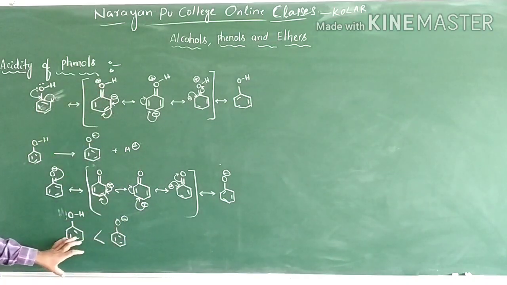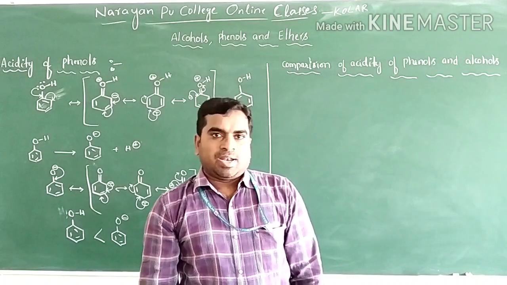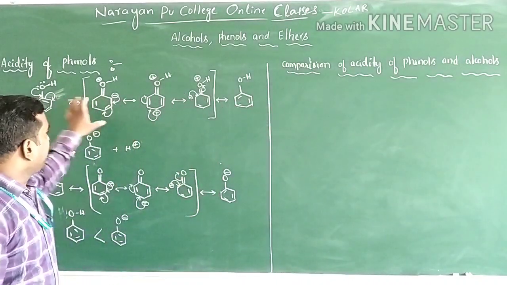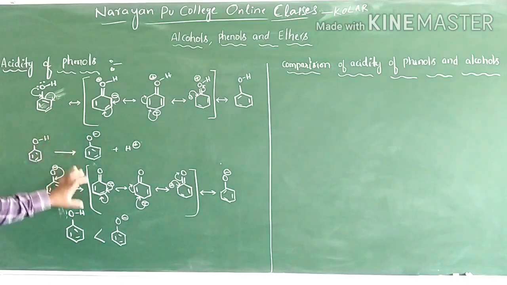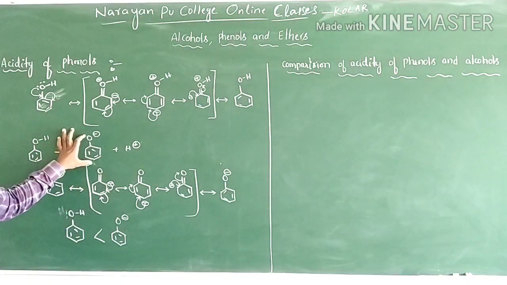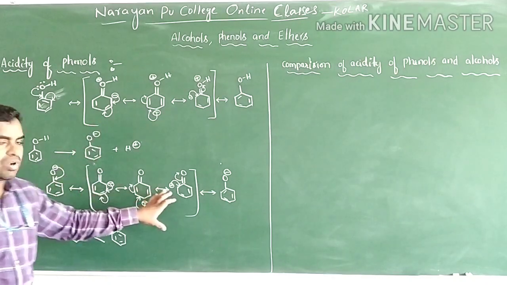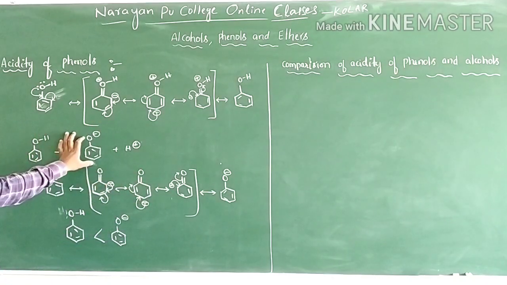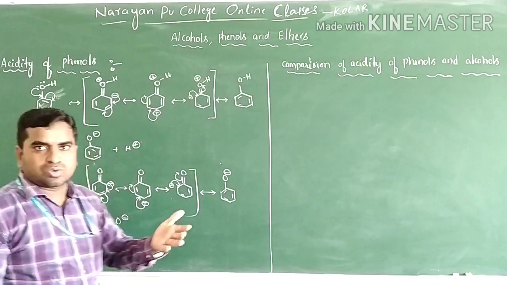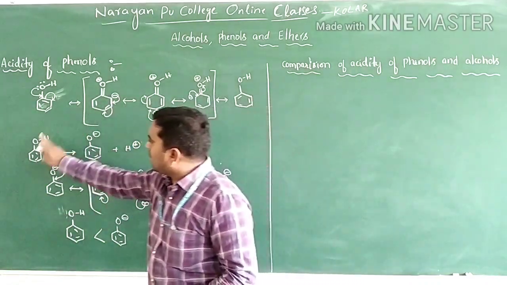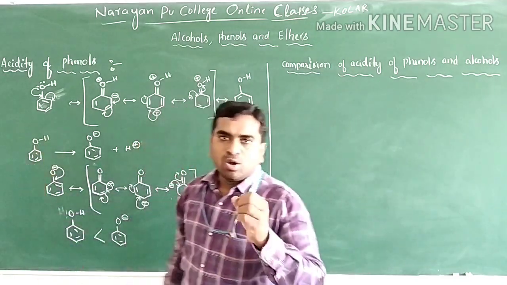Next one: just now we have discussed the acidity of phenols. Phenols are more acidic due to the stability of the phenoxide ion. Because the phenoxide ion is involved in the resonance, whenever it is involved in the resonance, it will get more stability. So that's why the phenoxide ion is more stable, and that's why phenol is more acidic.